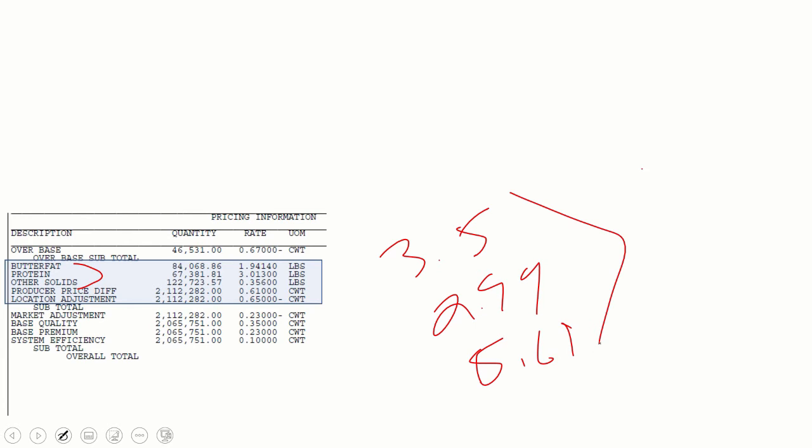So now let's try to get these first three lines, which is the actual components. And again, if you have those butterfat, protein, and other solids at 3.5, 2.99, and 5.69, that is going to be class 3. So another way of looking at this check is we have class 3 here. We add the PPD, we take away the location adjustment, and then we have what's called the statistical uniform price.